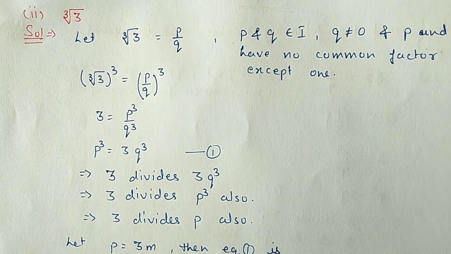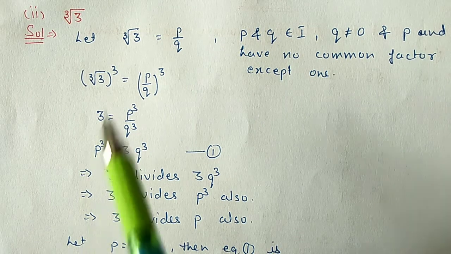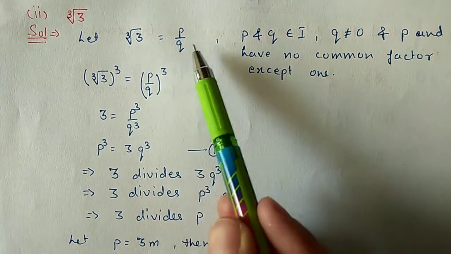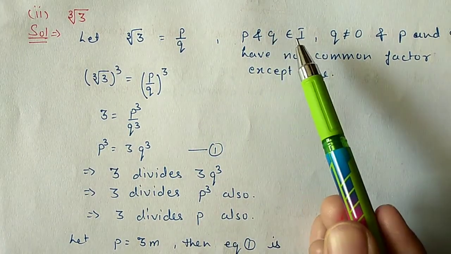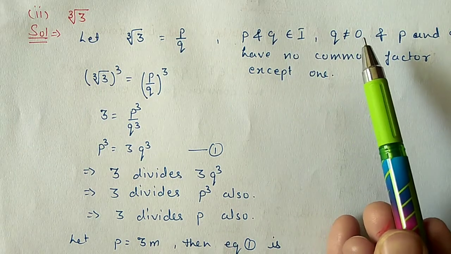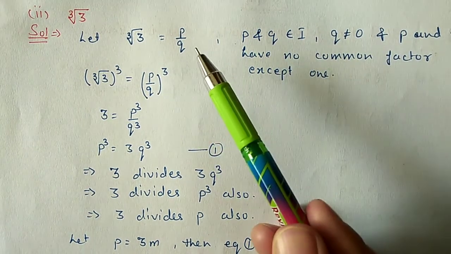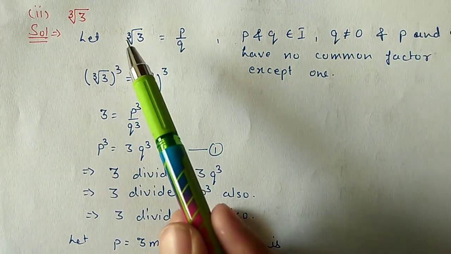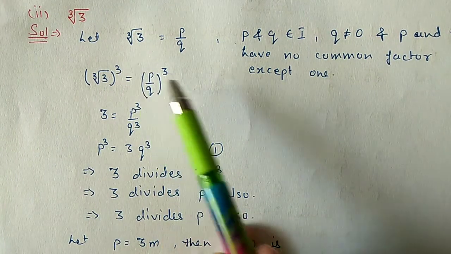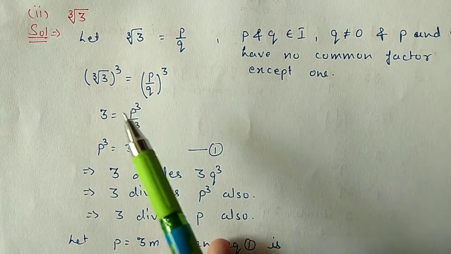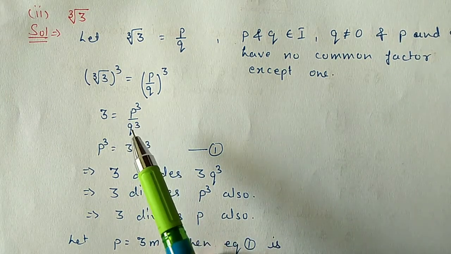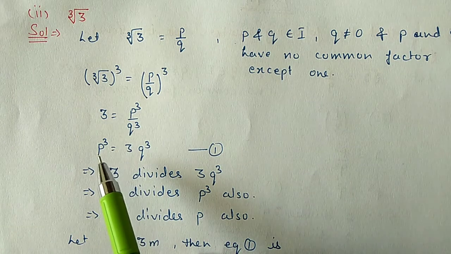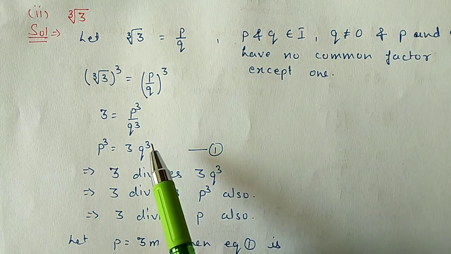Next is second part, cube root of 3. So this question also we will do in the similar way. We will take, let cube root of 3 is equal to p by q, which is a rational number. p and q are integers here, q should not be equal to 0 and nothing is common between p and q. So because here we are finding cube root, we will cube both the sides. After doing the cube we will get 3 is equal to p cube by q cube. This q cube we can shift here, so we will get p cube is equal to 3q cube.